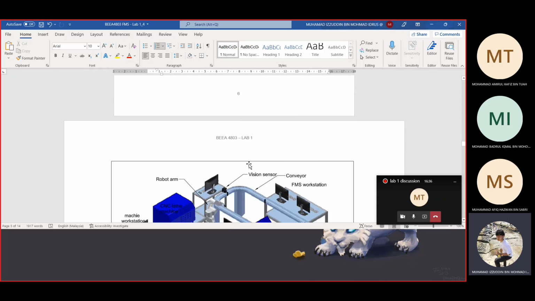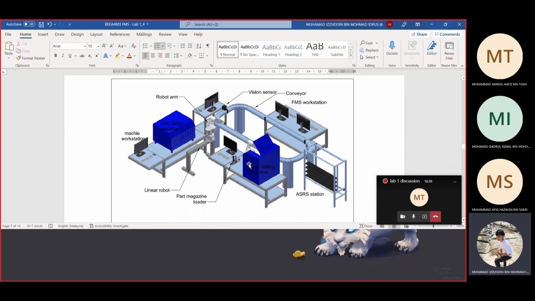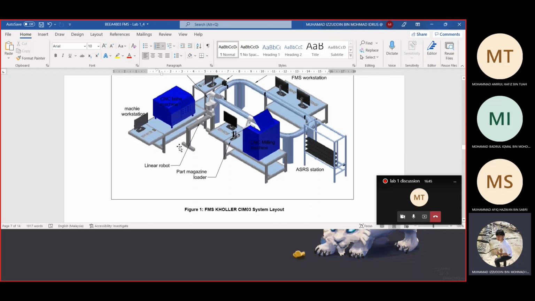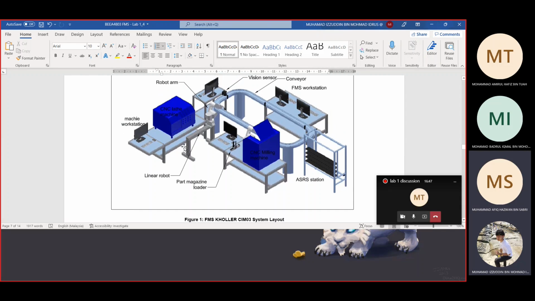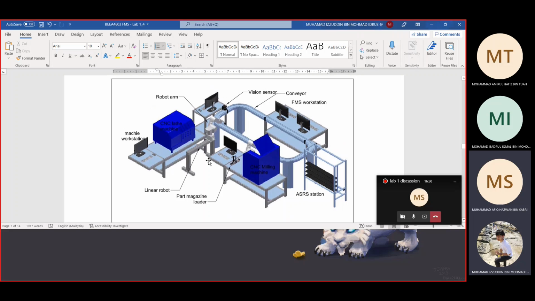So for the first instruction, we are asked to identify the main components of the F.M.S. Kholler CIM03. So Muhammad Afiq Azwan, can you help us to identify the main components of this Kholler CIM system layout? Okay, thank you, Izzuddin. For this part, there are 5 parts for the main sections of the F.M.S. Kholler CIM03 for this lab.